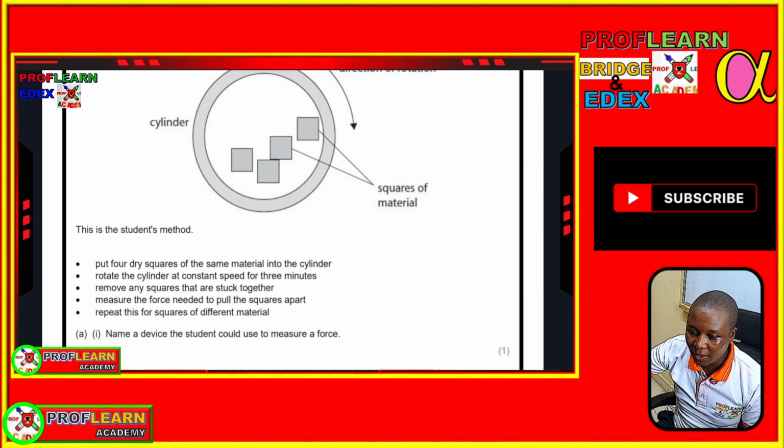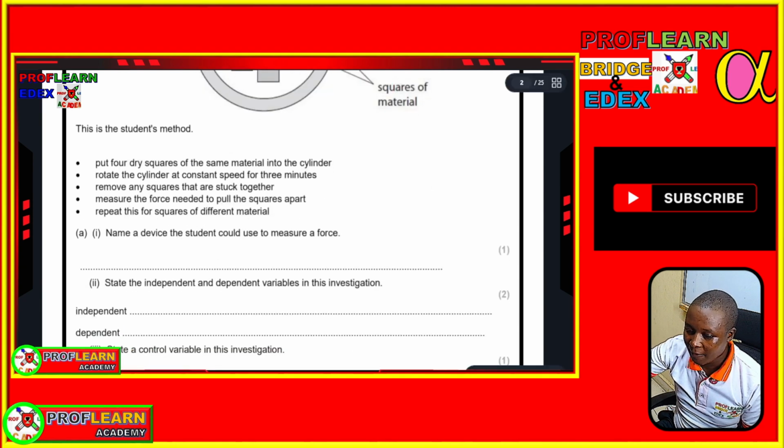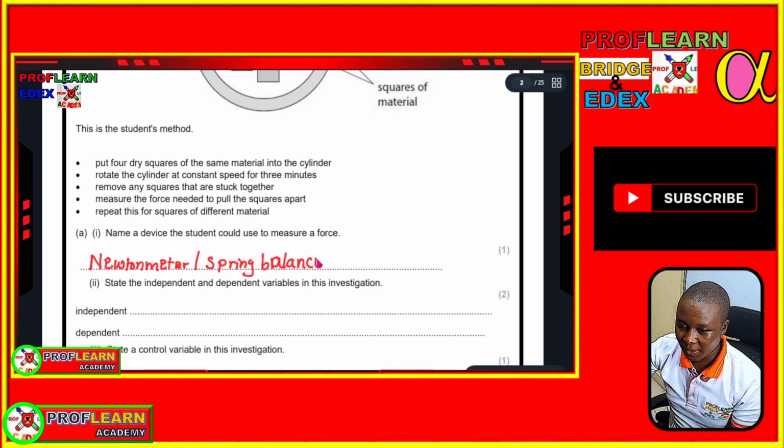So basically, this is what we are going to write here, and we shall say this is called a Newton meter, or you can say a spring balance in this case.